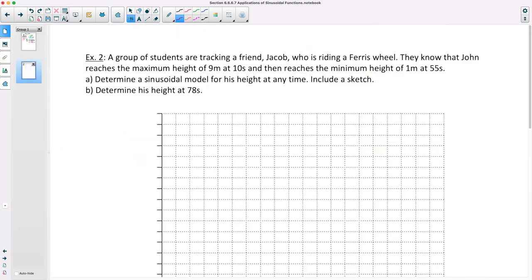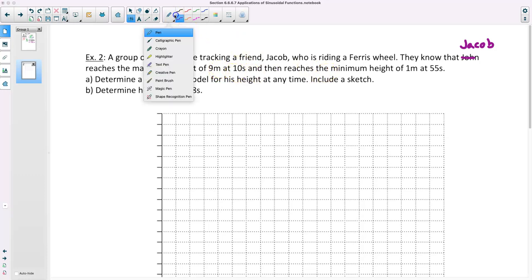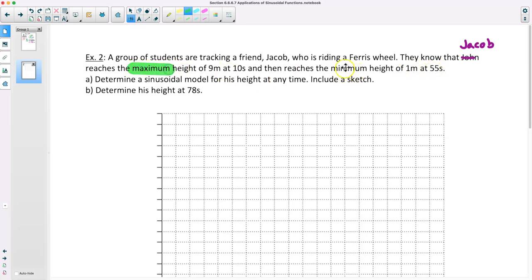Okay, this last example is going to give us some information, and we're going to model this and create a sketch for it. A group of students are tracking a friend, Jacob, who is riding a Ferris wheel. They know that Jacob reaches the maximum height of 9 meters at 10 seconds, and then reaches the minimum height of 1 meter at 55 seconds. So we have our maximum height and our minimum height. We want to determine a sinusoidal model for his height at any time. What this essentially means is that this model is an equation. EQN is short for equation.